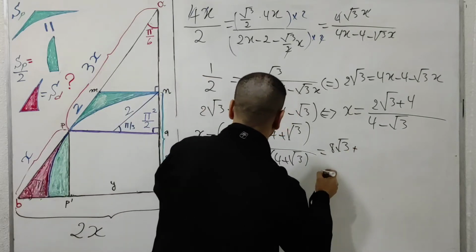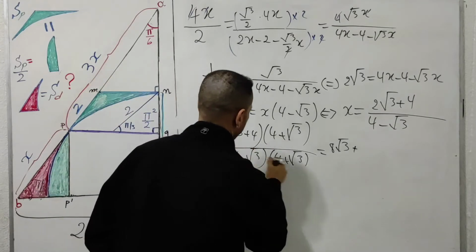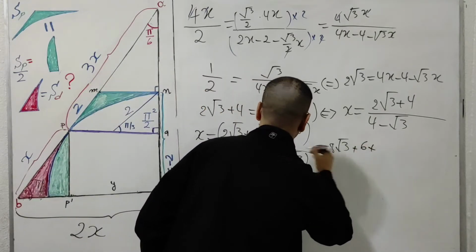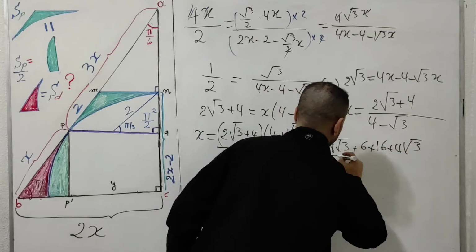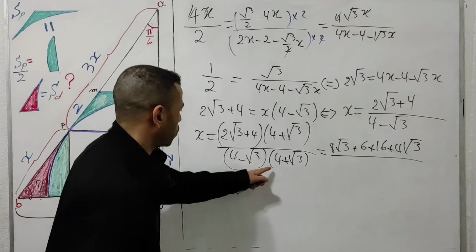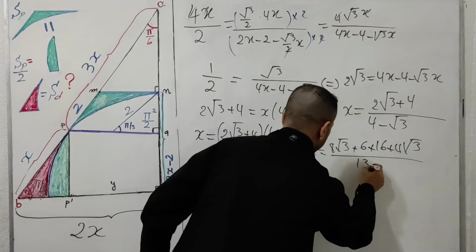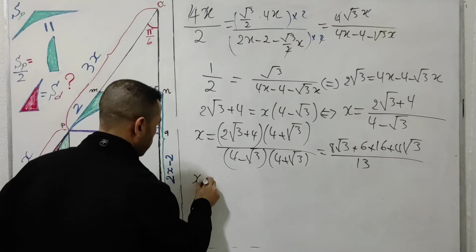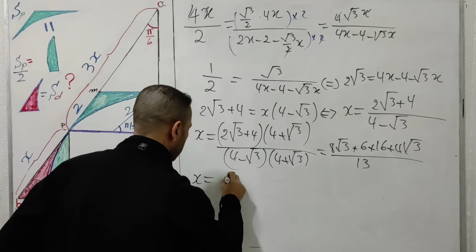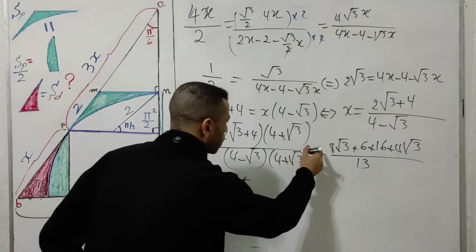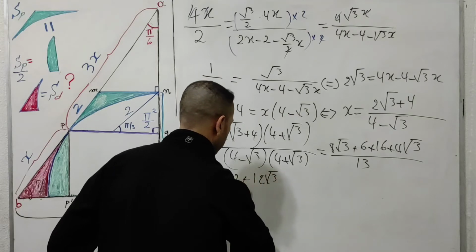plus 3 square root of 3 multiplied by square root of 3, which is 3, multiplied by 2, which is 6, plus 16 plus 4 square root of 3. The whole thing is divided by 4 multiplied by 4, which is 16, minus 3, which is 13. By simplifying this one more, I will get x equal to 6 plus 16, which is 22, plus 8 plus 4, which is 12, square root of 3, divided by 13.